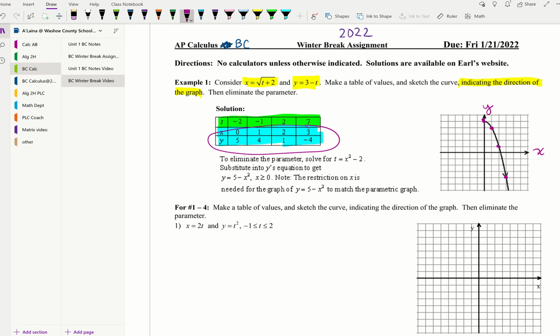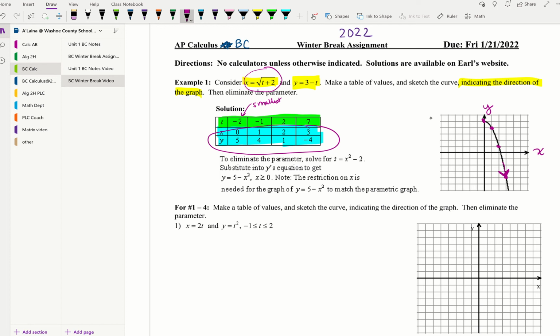I can't have anything to the left of that because this was the smallest value of t in order to make sure that I'm not square rooting a negative. So I am starting this at the t coordinate of -2, which corresponds to the ordered pair (0, 5). Now, the direction. If we go from the smaller inputs to the larger, this is moving in this direction. I'm just going to put an arrow on here.